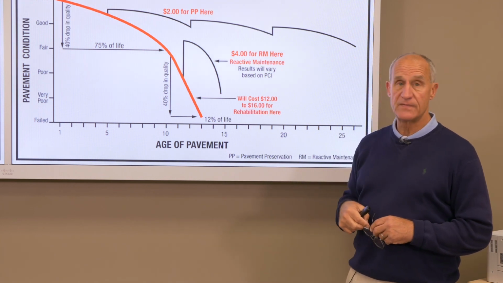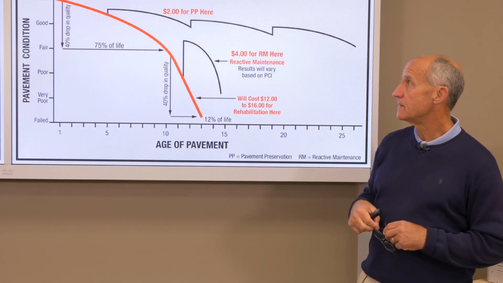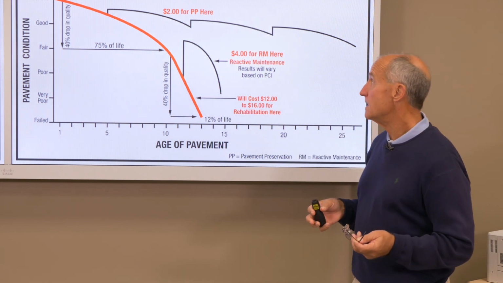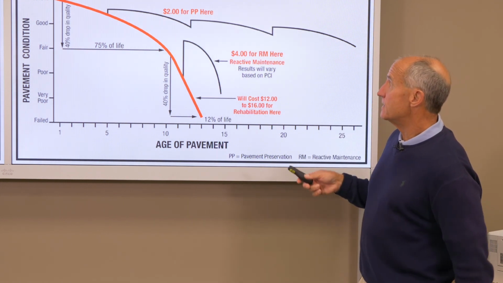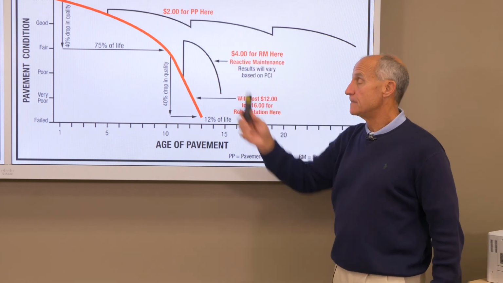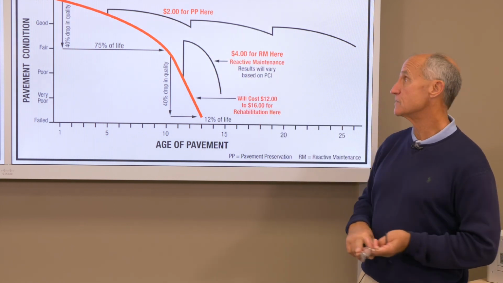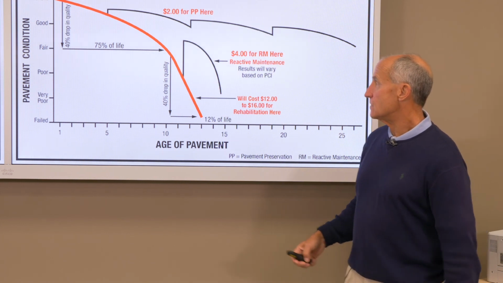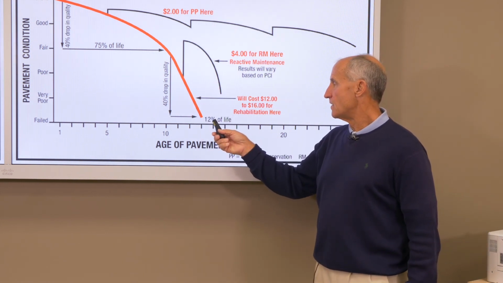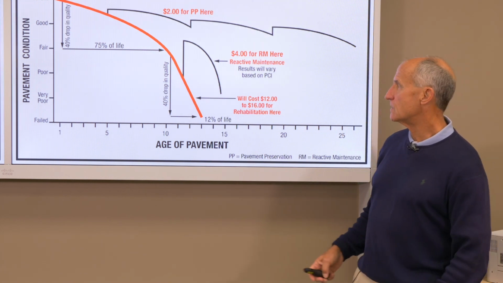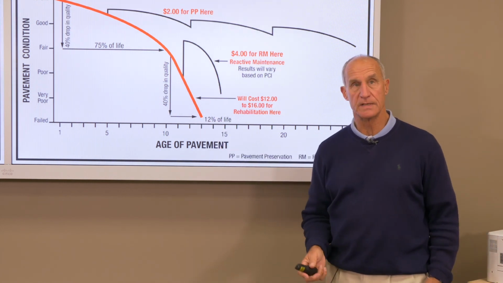In that first 75% of life, it's going to lose about 40% of the quality that was built into the road, which is a very opportune time to capture that type of deterioration with a thin treatment such as a slurry seal or a microsurfacing. If you were to wait yet another 12% or on up to that 13, 14 year life, you're going to lose another 40% pretty quickly.